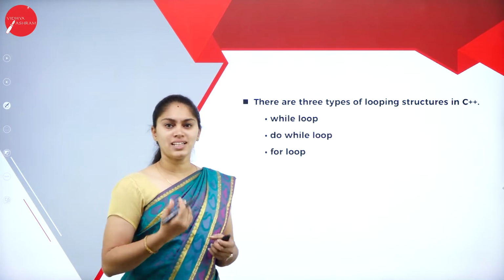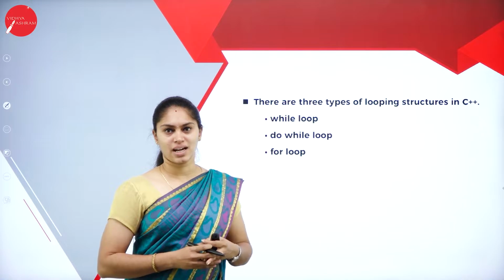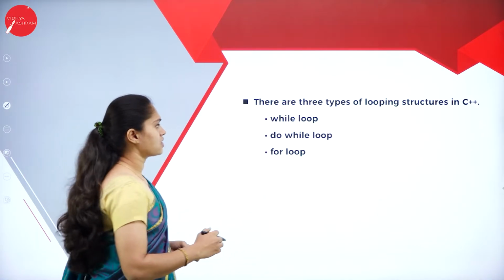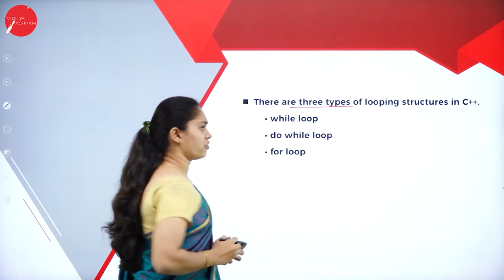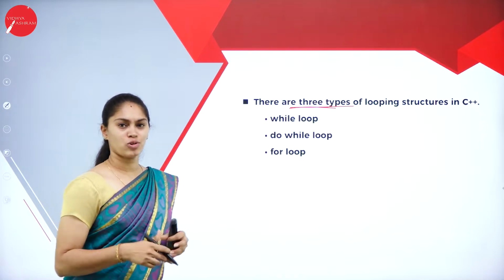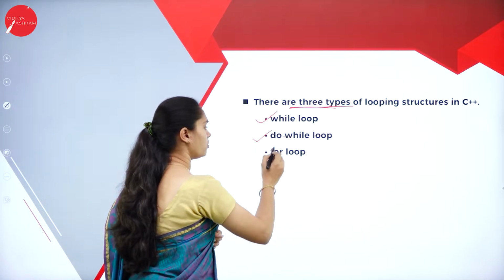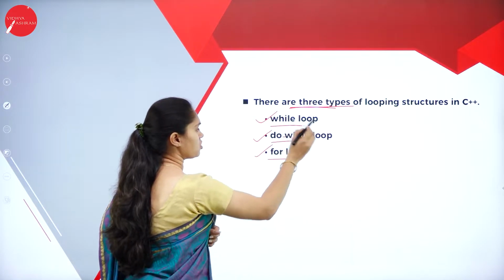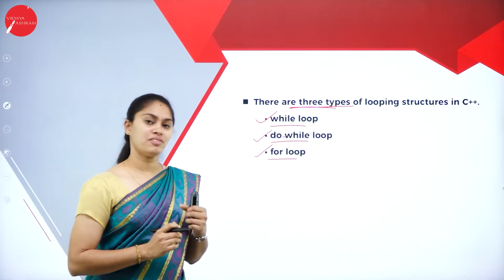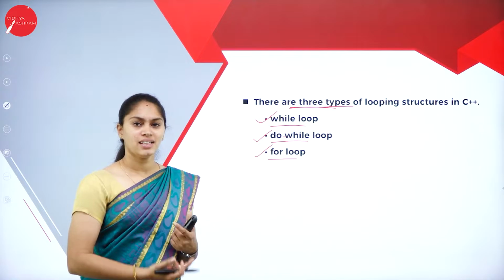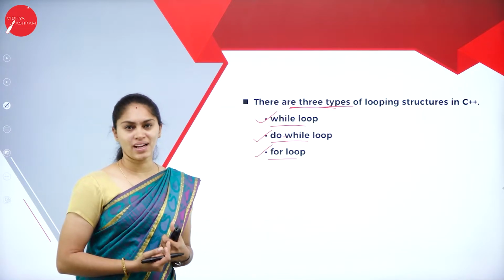Then what are the types we have in iterative statements? In C++, we have 3 types of looping structures or looping statements. That includes the while loop, the do while loop, and the for loop. These are the 3 types of iterative, repetitive or looping statements.